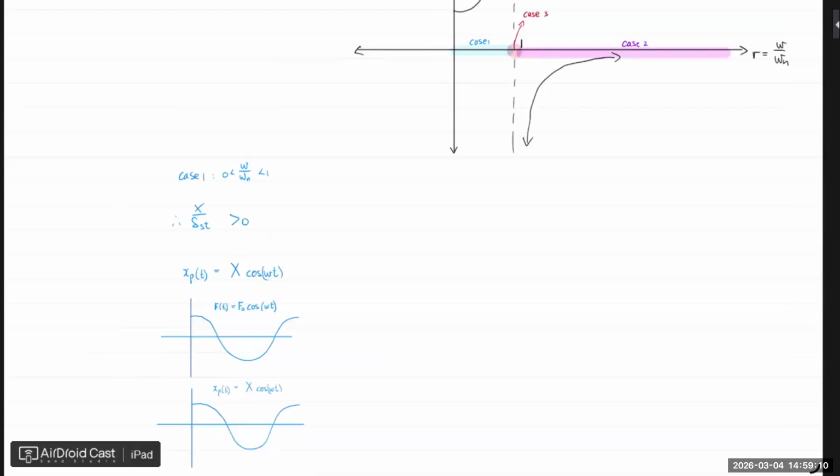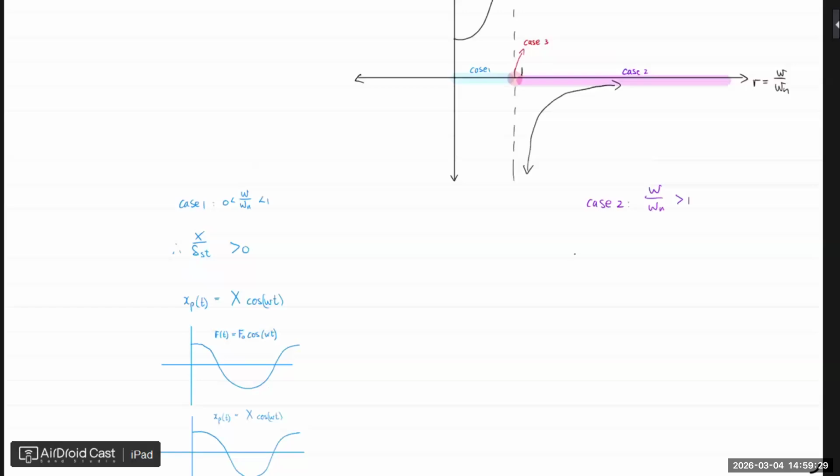Everybody fine still? All right, let's have a look at case 2, and then we'll get to case 3. So for case 2, we know that omega over the natural frequency is greater than 1, which means my amplitude divided by the static deflection will be smaller than 0, because it's this part. It must be smaller than 0, which means it's negative.